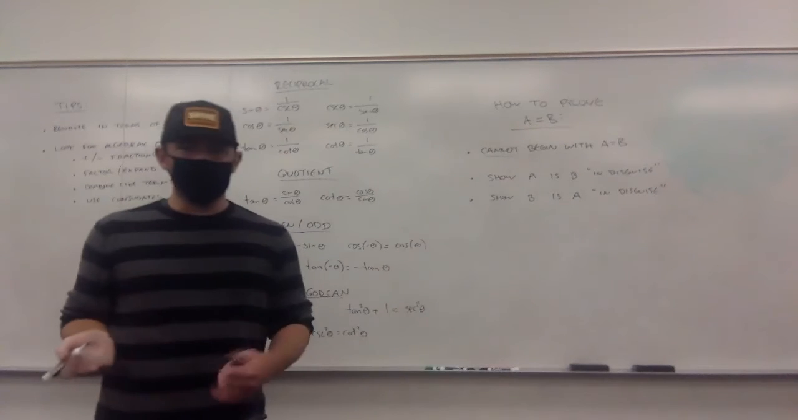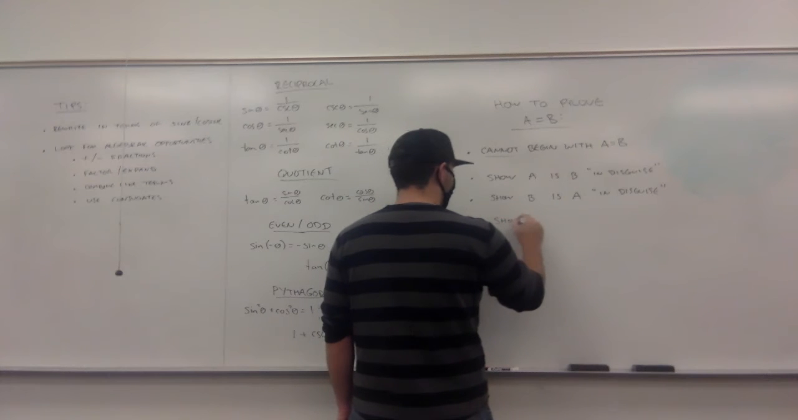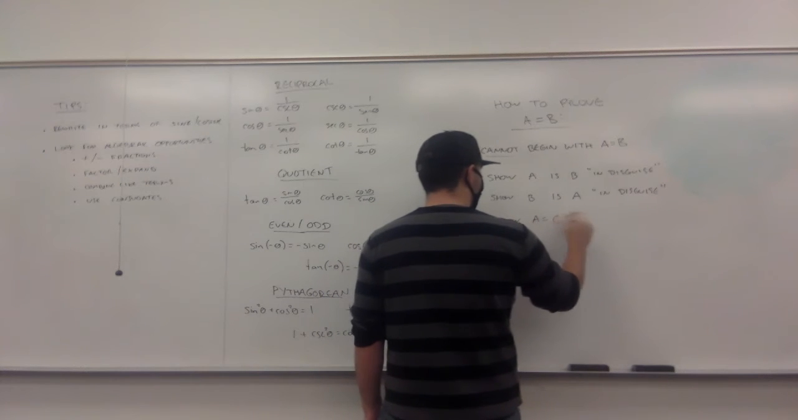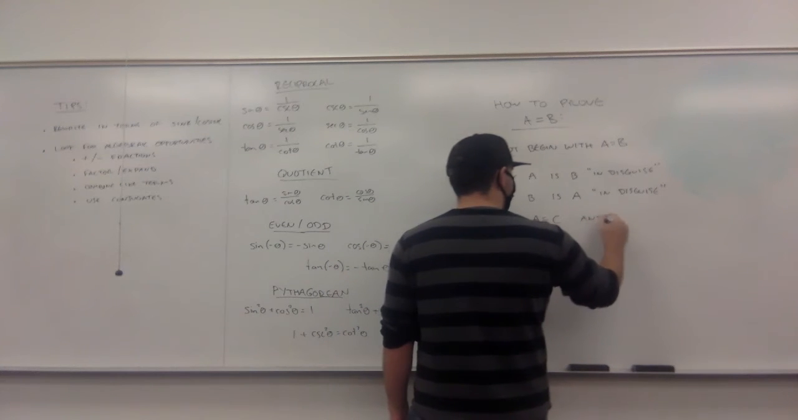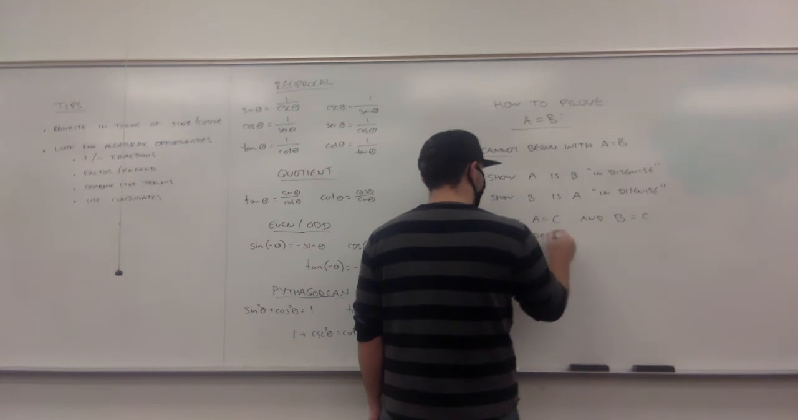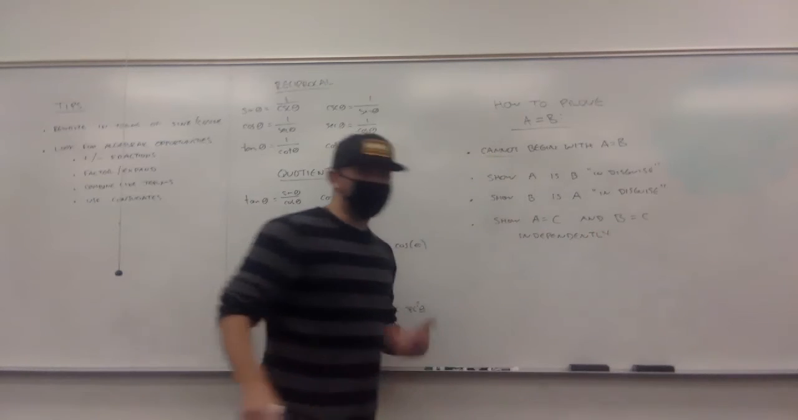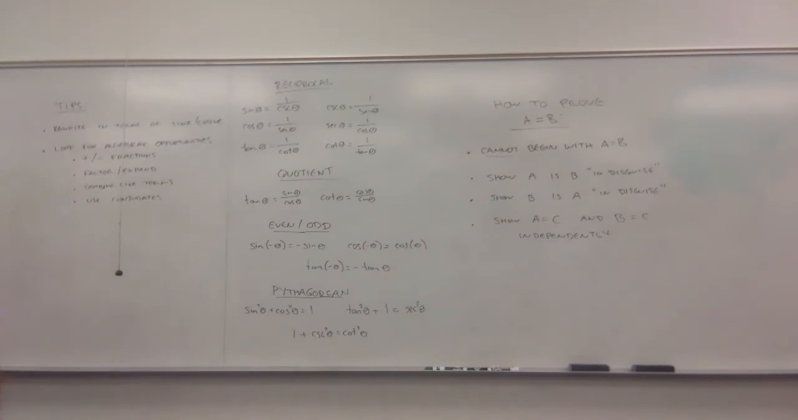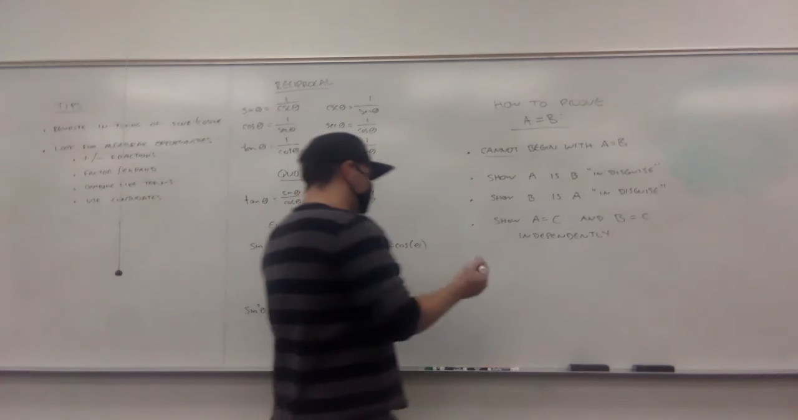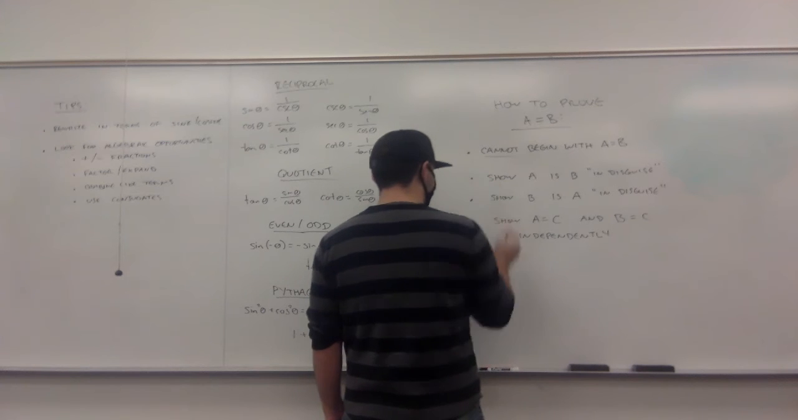A third option, we'll use this less frequently, would be to show that A actually equals C and B equals C independently. Right, so if we can show that both A and B are equal to some third expression, then that's enough to show that they also equal each other. And there's one more way, and this isn't going to come up in this chapter, but it's good to know, especially as you move into higher math here.